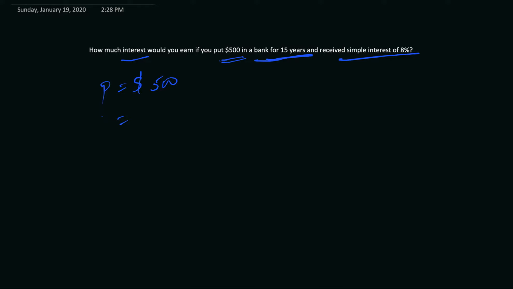Great. So R is 8%, and we know that it's been put into a bank for 15 years. So 15 years, and we have to find out how much interest we will earn. So we have to find out how much I is.